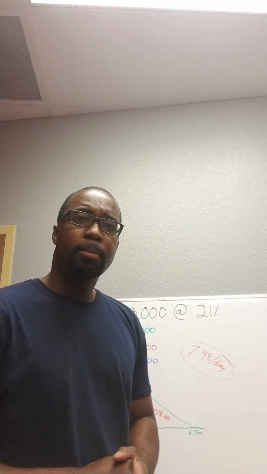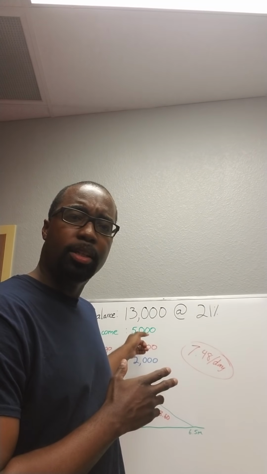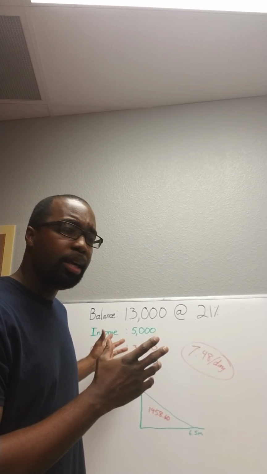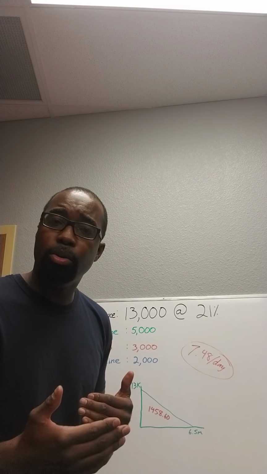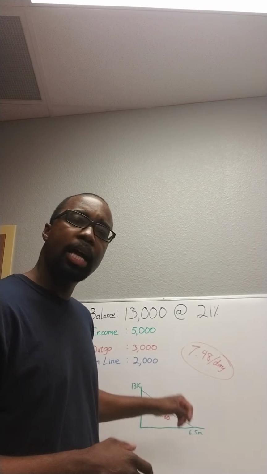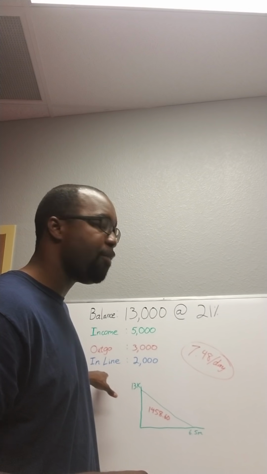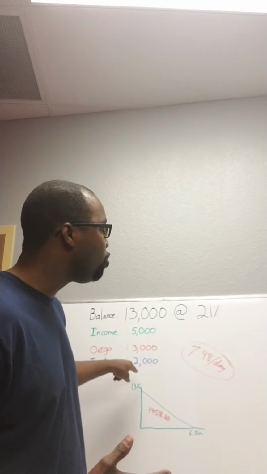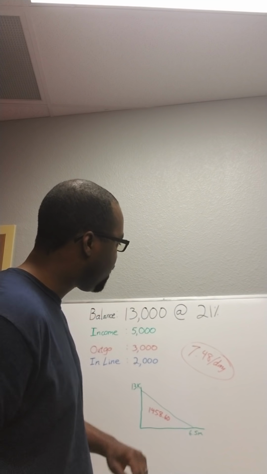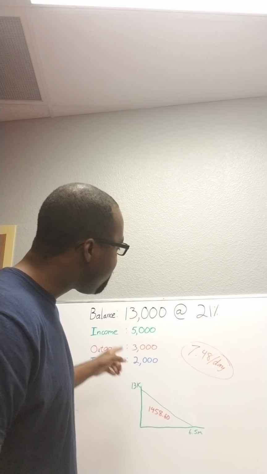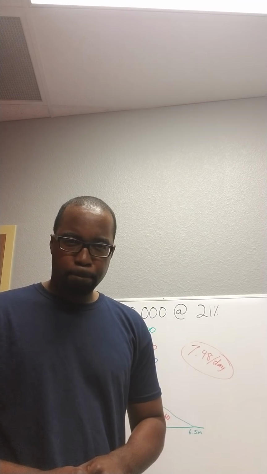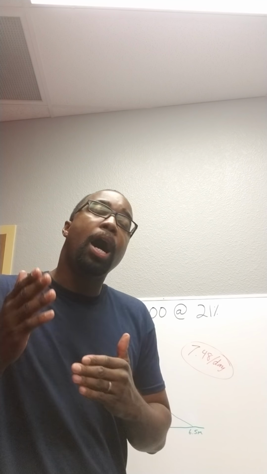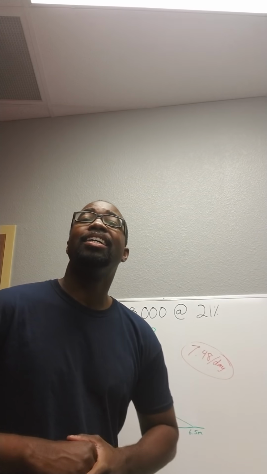But right here's your income. Your income, let's just say, is $5,000. Your outgo, which is your expenses, is $3,000. Now, how much is left in your line? Well, 5,000 minus 3,000, which is 2,000. With this scenario, you can go ahead and take 13,000 and divide it by 2,000, and you'll get how many months you'll pay this off. In this scenario, it's 6.5.